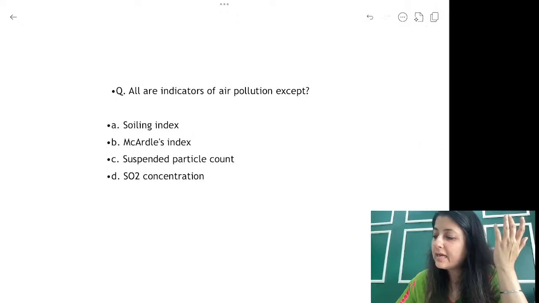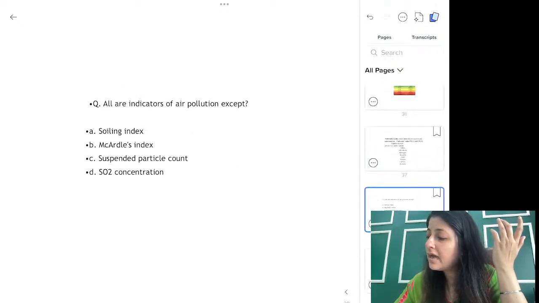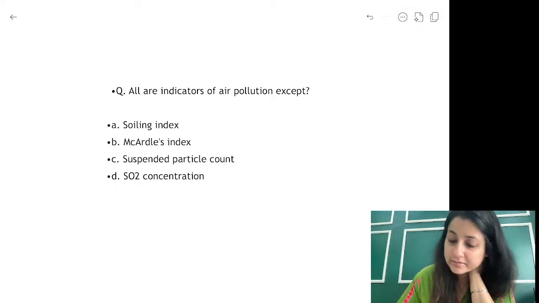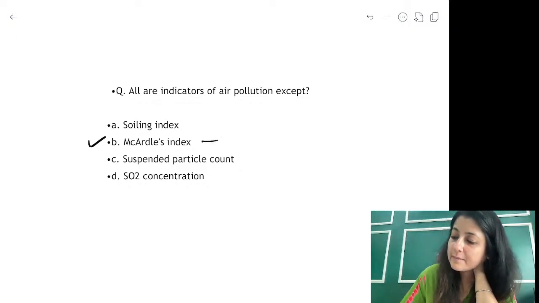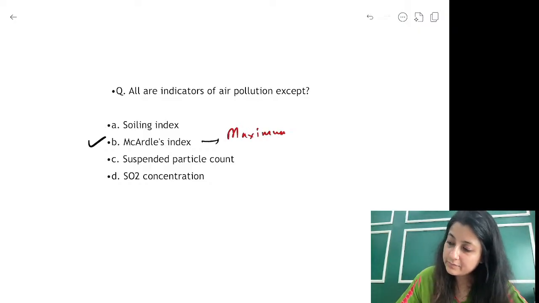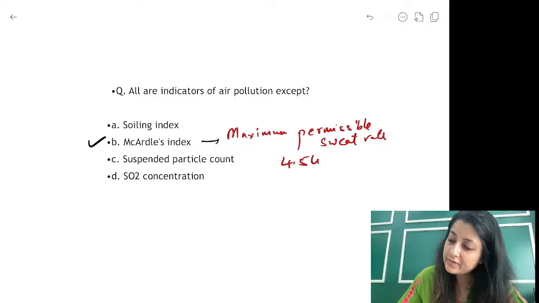All right, what is the answer to this? All are indicators of air pollution except... What is the answer? So I'll just quickly tell you. Good. McArdle's index is maximum permissible sweat rate. And what is it? 4.5 liters per 4 hours. Not per hour, per 4 hours.